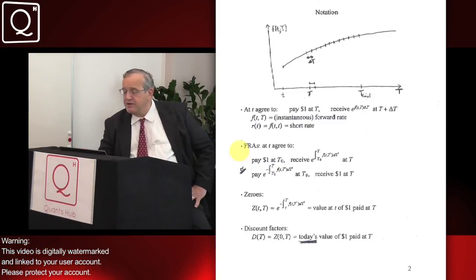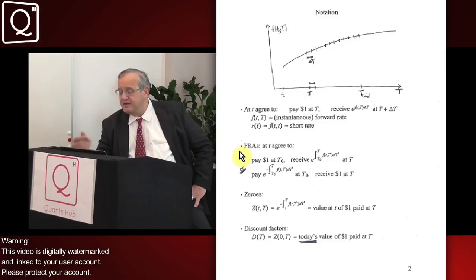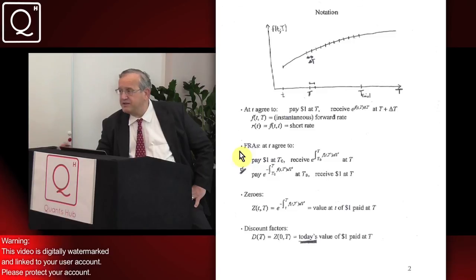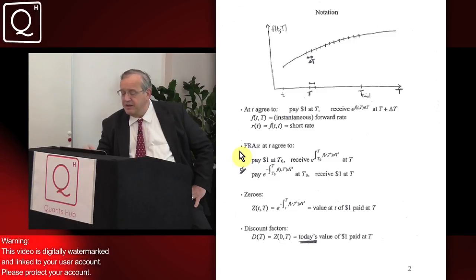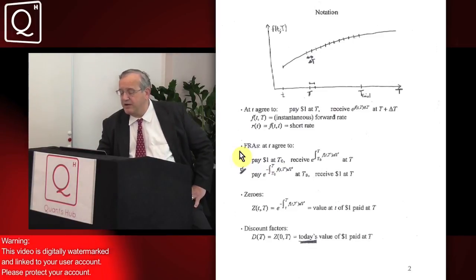So at the end of this period, the amount of money I expect to receive is e to the sum, or integral, from the start date to end date over all the instantaneous forward rate curves. And this integral is over all the different maturities because, again, a forward rate agreement is just like a series of one-day agreements.